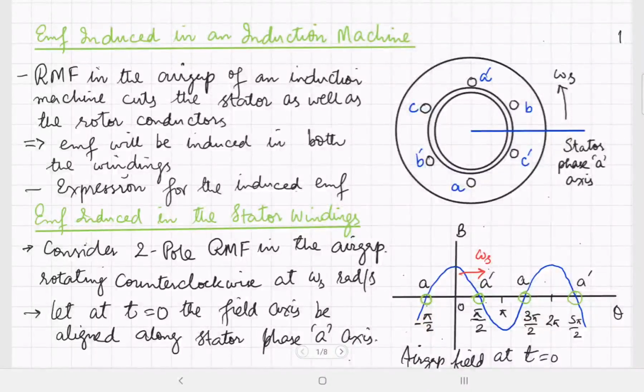Dear students, in our last lecture we discussed the basic principles and the construction of an induction machine. In this lecture we'll be discussing the EMF induced in an induction machine.